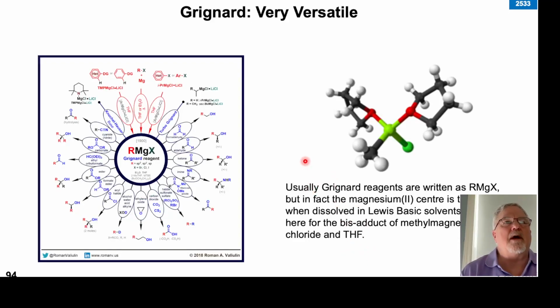We've just talked about a couple of things. This is a concept map of the reactivity of Grignard reagents and all of the different electrophiles that we can react it with.